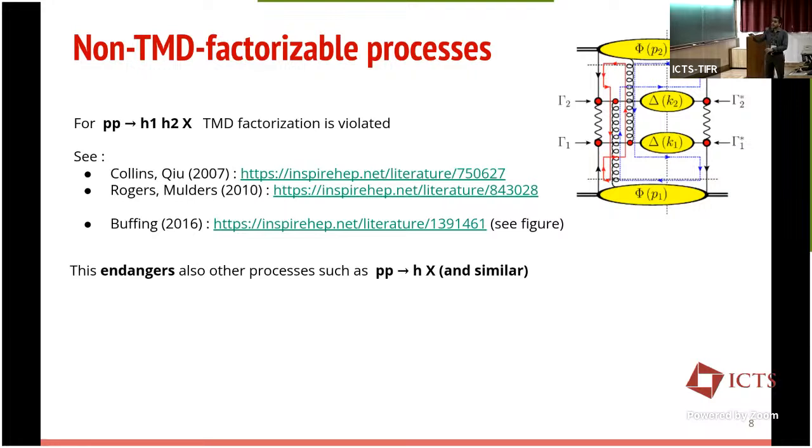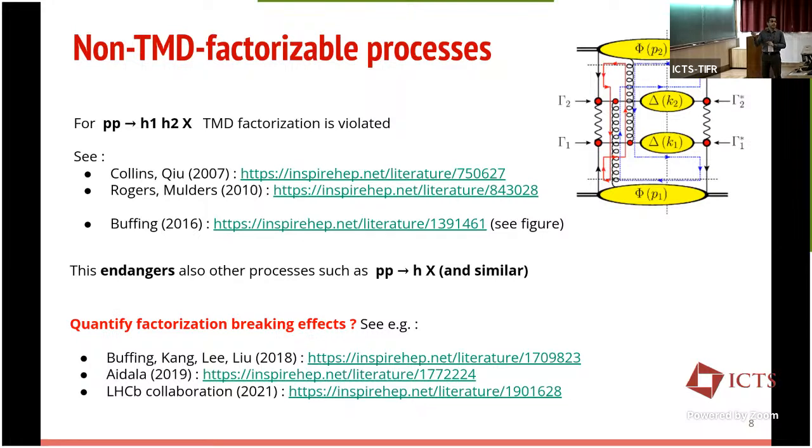By the way, this endangers also processes where you have three hadrons, so if you have two protons in the initial state and one hadron in the final state. There are no counterexamples to TMD factorization in this case, but there is also no proof. So it's kind of a tricky situation. We don't really know what happens.